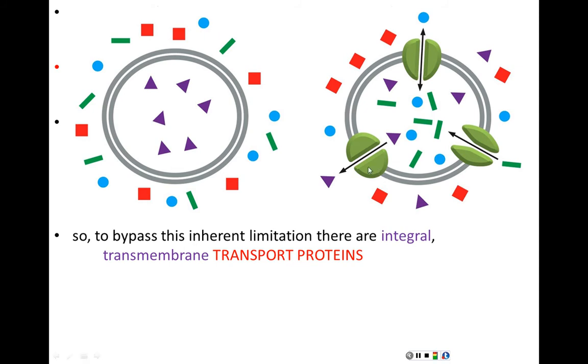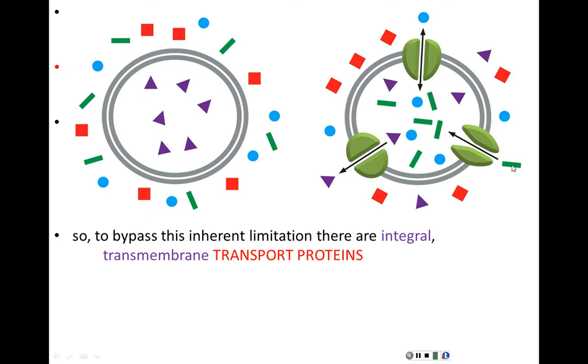So we have these unique, specific transport proteins. These protein doorways in the lipid bilayer let these purple triangles out of the cell. Notice this protein complex here is only for purple triangles. It is the doorway for purple triangles to leave the cell.